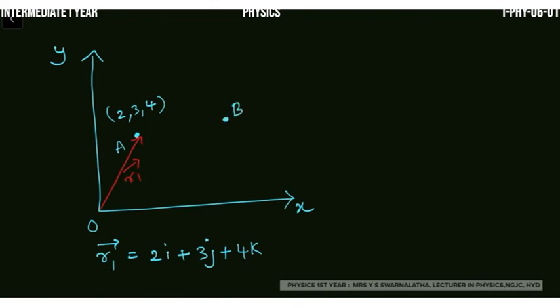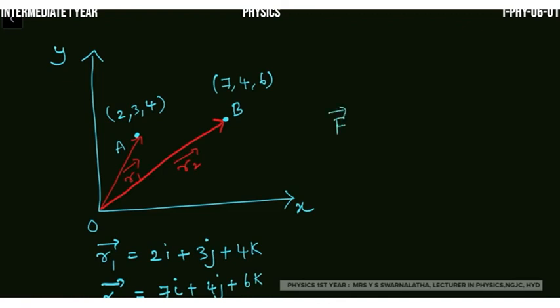Let us consider another point B, and its position vector from the origin is OB, R2 bar. Let us take the point B as (7, 4, 6). So we write this point as position vector OB, R2, as 7i plus 4j plus 6k. So we are writing position vectors R1 and R2.